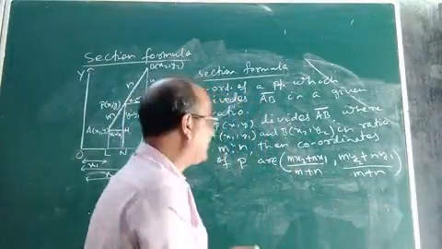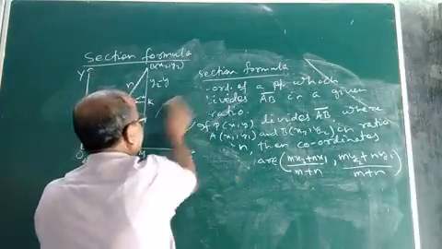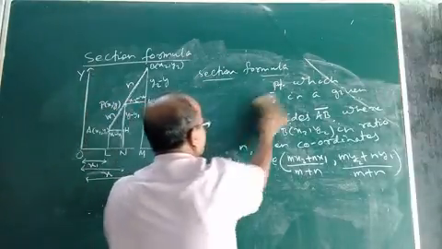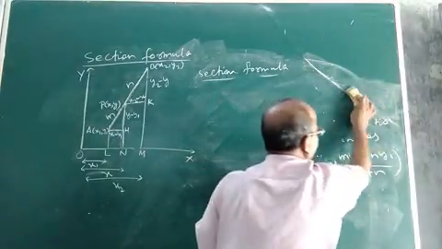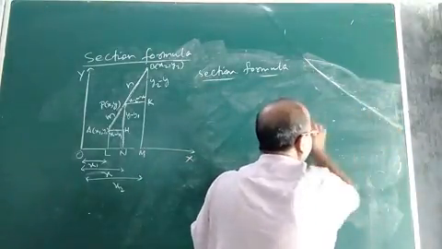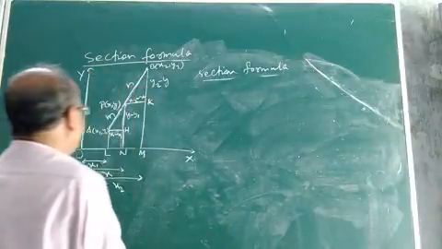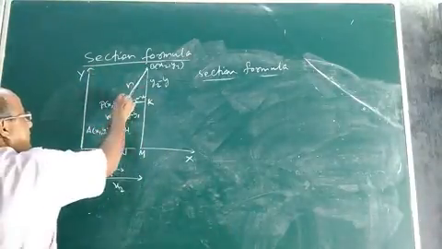How to prove it? Okay, it is very simple, children. Let us prove the section formula. If you want to prove the section formula, it is very easy. So what you will do? You are given A, P and B.